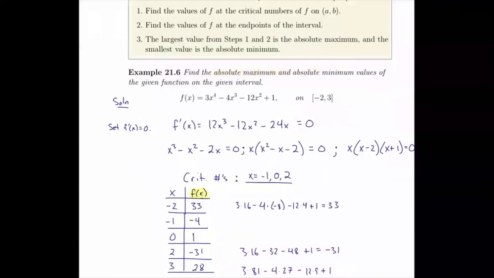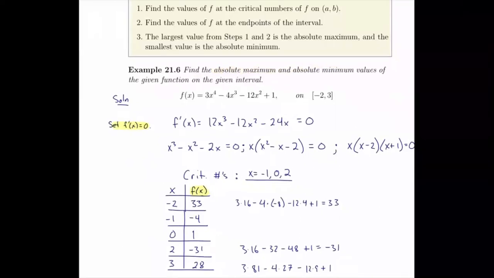Find the absolute maximum and absolute minimum of the given function on the given interval. f of x is equal to all of this on the interval -2 to 3. It's a closed interval, so we can talk about its absolute max and absolute min here. First things first, I want to find the critical numbers. So I'll set the derivative f prime of x equal to 0. I need the derivative first, so let's do that. The derivative here is 4 times 3x cubed, so 12x cubed, minus 12x squared, minus 24x. The derivative of 1 is just 0. All of this is set equal to 0 because I'm looking for the critical numbers of this function.